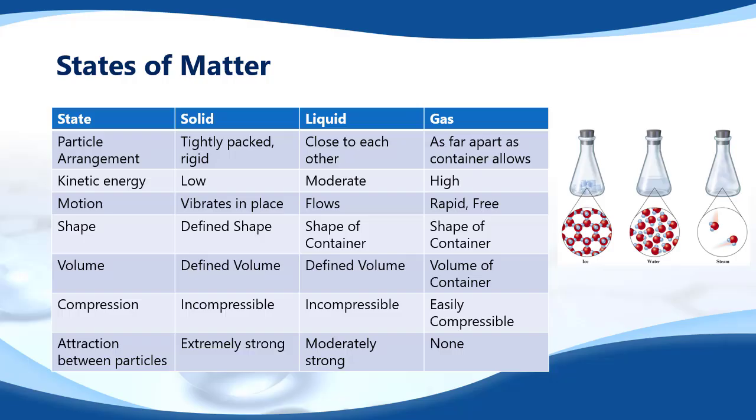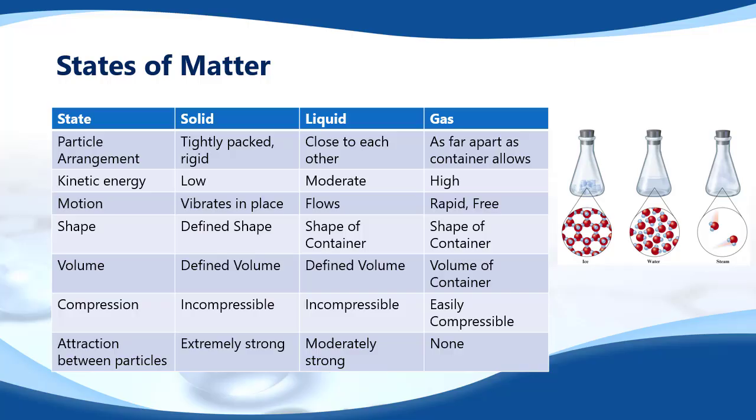Okay, so we'll start off by talking about states of matter. Our three different states of matter we're going to work with most commonly are solid, liquid, and gas. So we want to describe each of these in terms of their particle arrangement, kinetic energy, which is how much energy they have when they move, what type of motion they're allowed, the type of shape that they take on, the volume that they take on, how compressible they are, so how much we can smush them together even more, and how strongly attracted the particles are for each other.